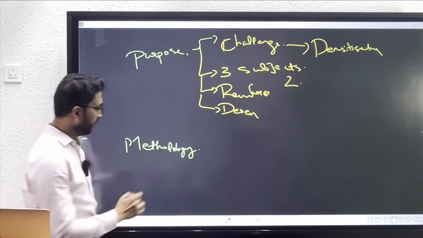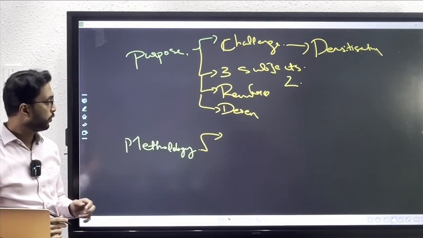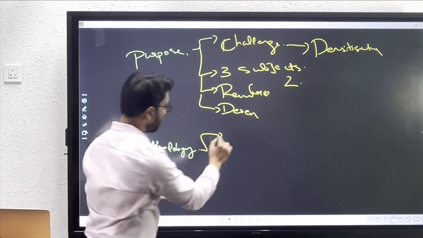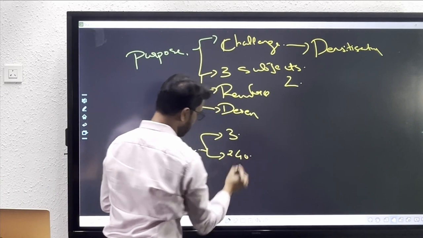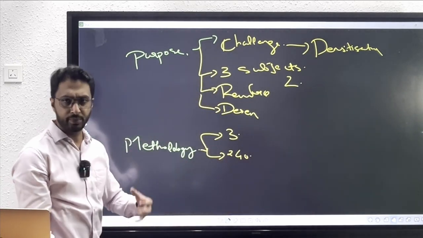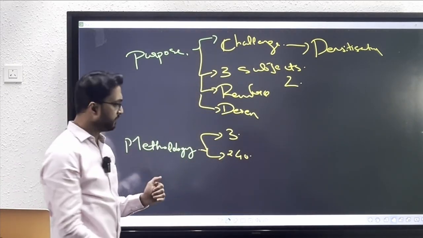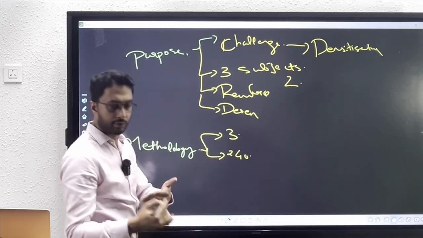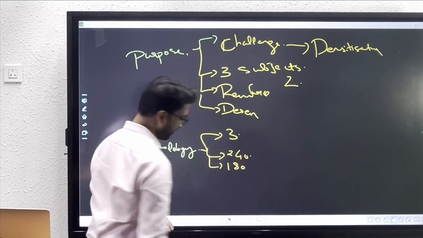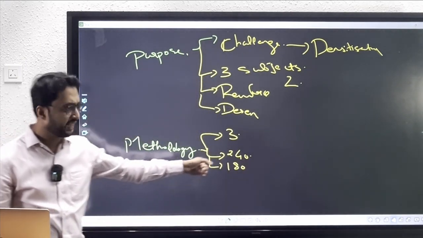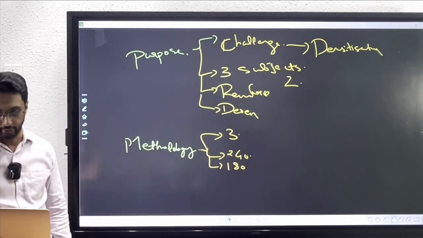Now, what is the methodology? As I've told you, there will be 3 subjects, 240 questions. So it's a long exam. It's your first long exam. Your subject-wise test papers will be shorter, 100 questions and all, but you'll get multiple subject-wise test papers. 180 minutes, everything the same, right? Negative markings, everything. If it's an AIIMS exam, it's going to be 200.